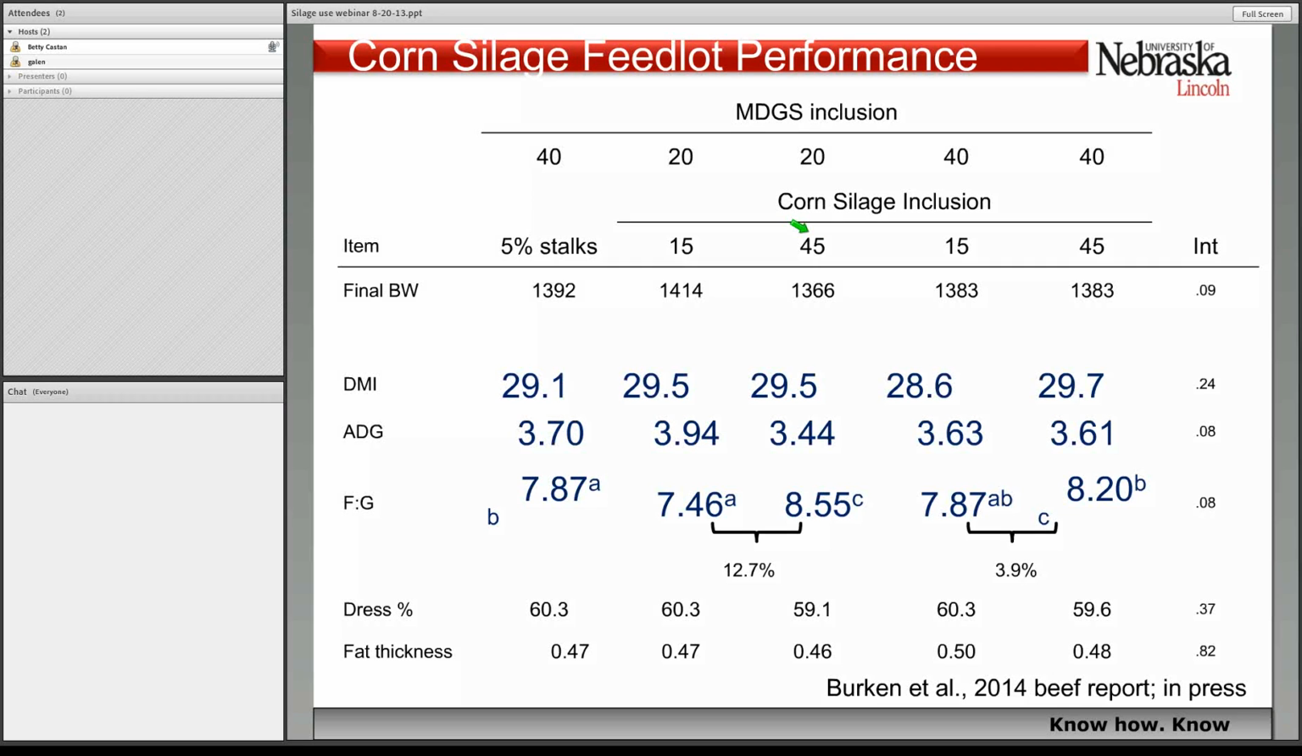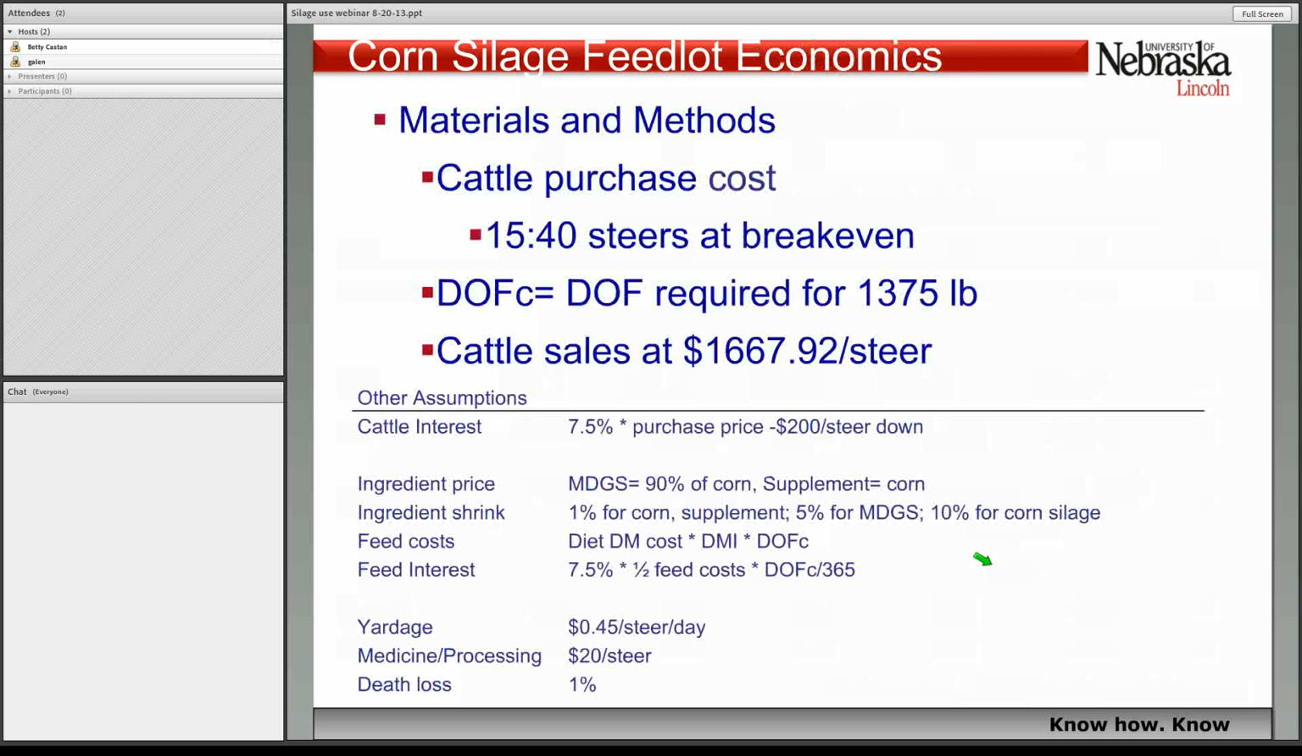And so I guess I want to focus on this. We had a control diet that had just 5% stalks in it to begin with. But if you look at 15 to 45% silage, there was almost a 13% increase or poorer feed conversion as we added silage to the diets with 20% distillers. That was only about 4% increase in feed conversion when we added silage to the 40% level of distillers. So level of distillers is important when we're looking at feeding more silage.